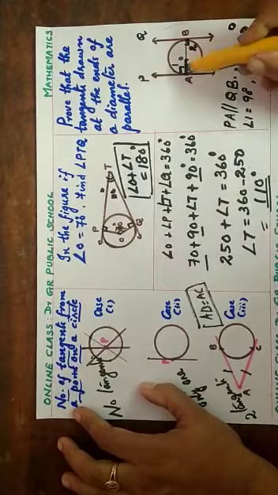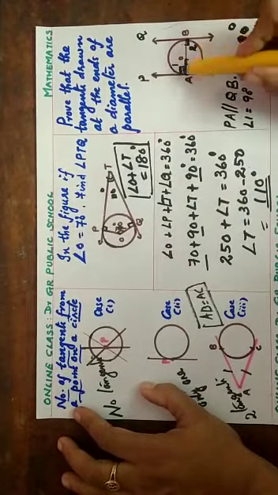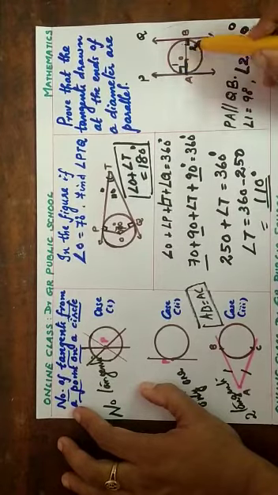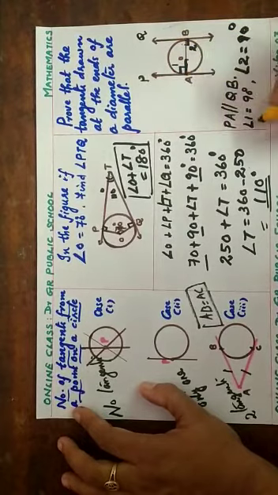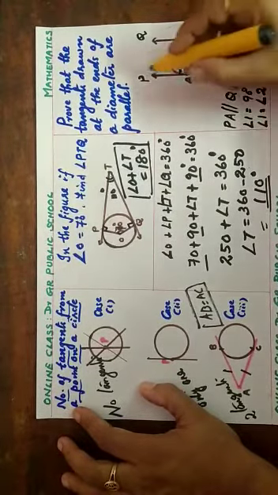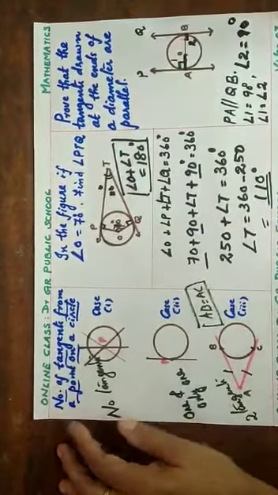But remember, these two angles are alternate angles. If the alternate angles are equal, the lines are parallel. So you can say angle 1 equals angle 2, and they are alternate angles. Therefore, the line PA is parallel to QB.